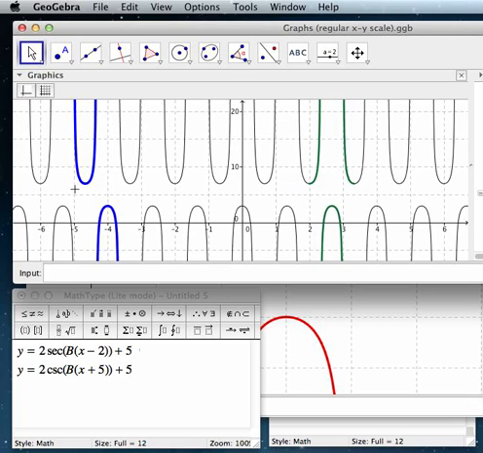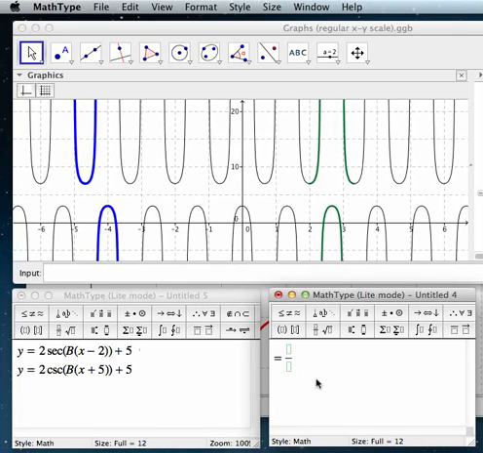That means that I did 3 cycles in the span of 4 units here. And so that means my period, that's 4 units, and that was 3 cycles. And so what that means is that that is 4/3 of a unit for 1 cycle. That would be my period, 4/3.